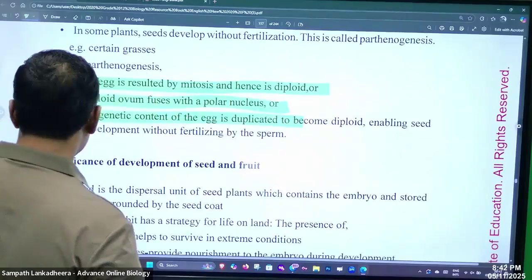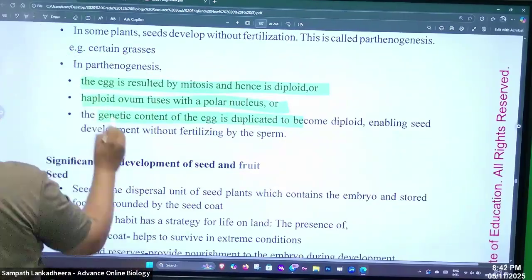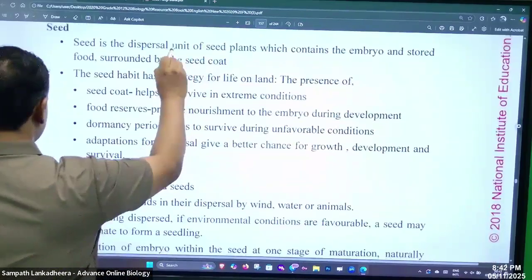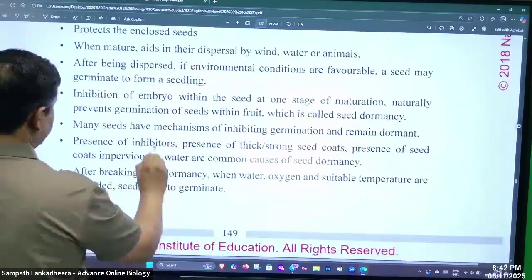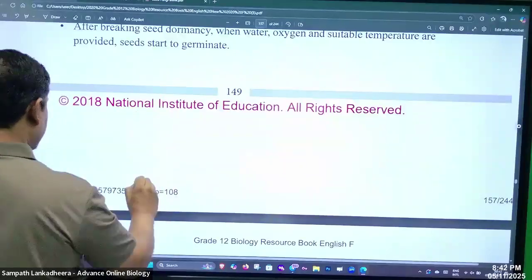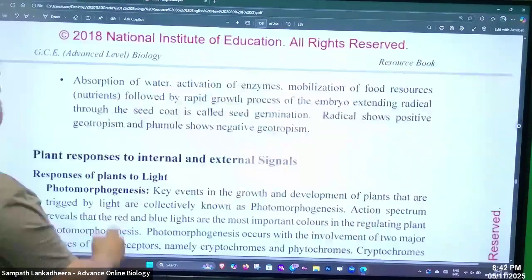Significance of development of seeds and the fruits. Okay, I think, people, the importance of those fruits, right? So read that part, read that part.